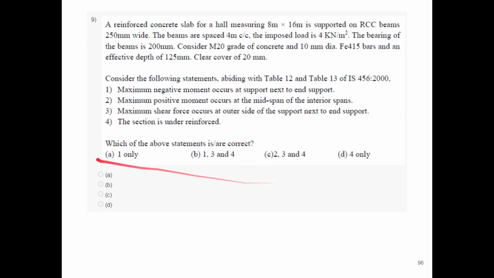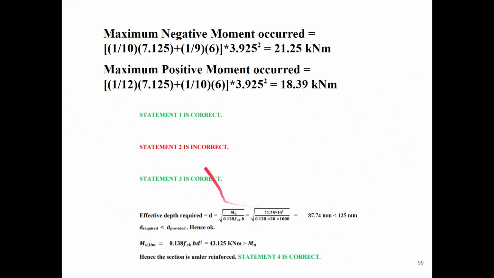And 4, we have to find out the value. So 2 is incorrect, 1 and 3 are correct. So from this only you can say I think B will be the correct option, but let us see.